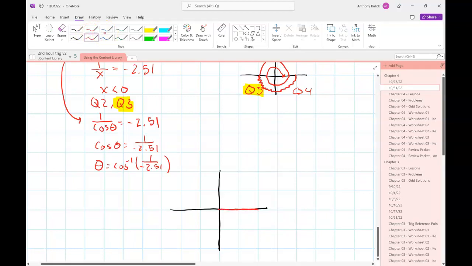So initial side on the positive x-axis. Terminal side in quadrant 3. But remember, I have to go around past 3 pi before I can stop at my terminal side, right? So a half a pi, 1 pi, 1 1/2, 2, 2 1/2, 3, and now I can stop at my answer.